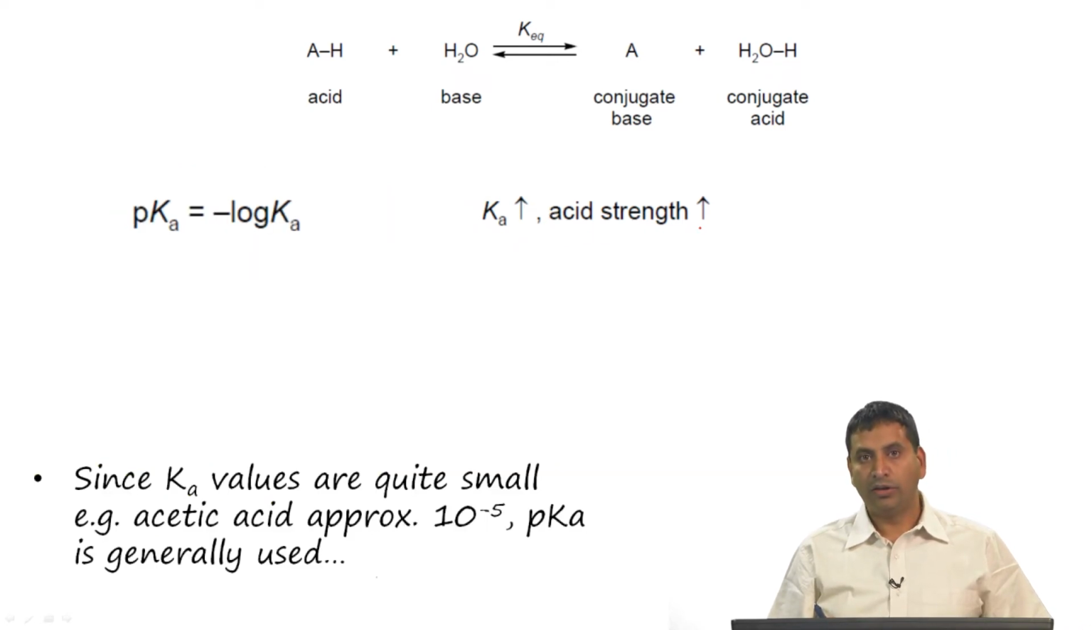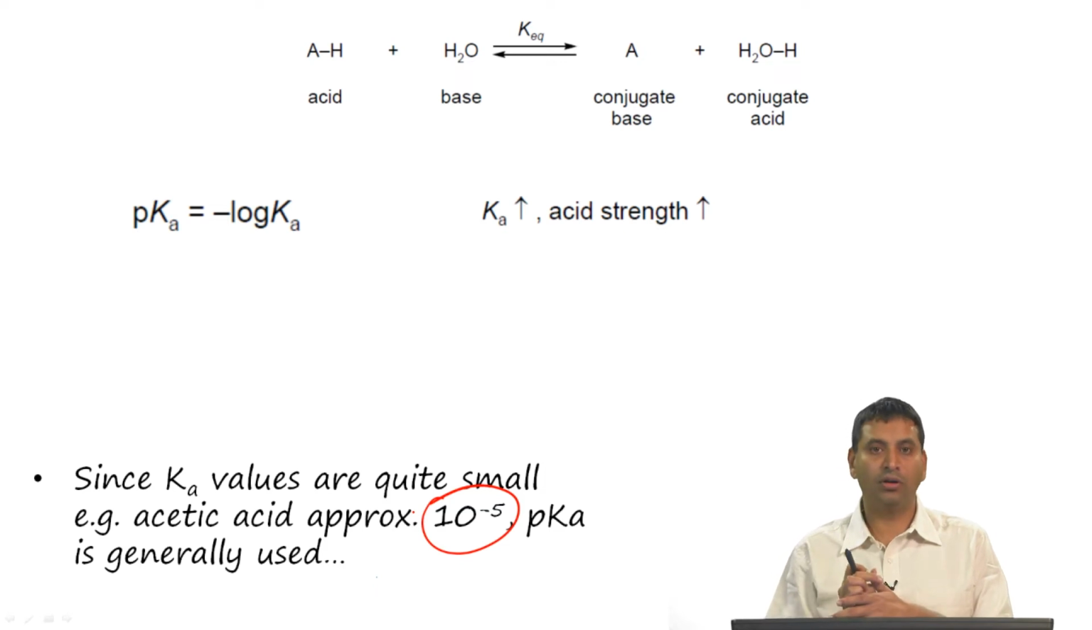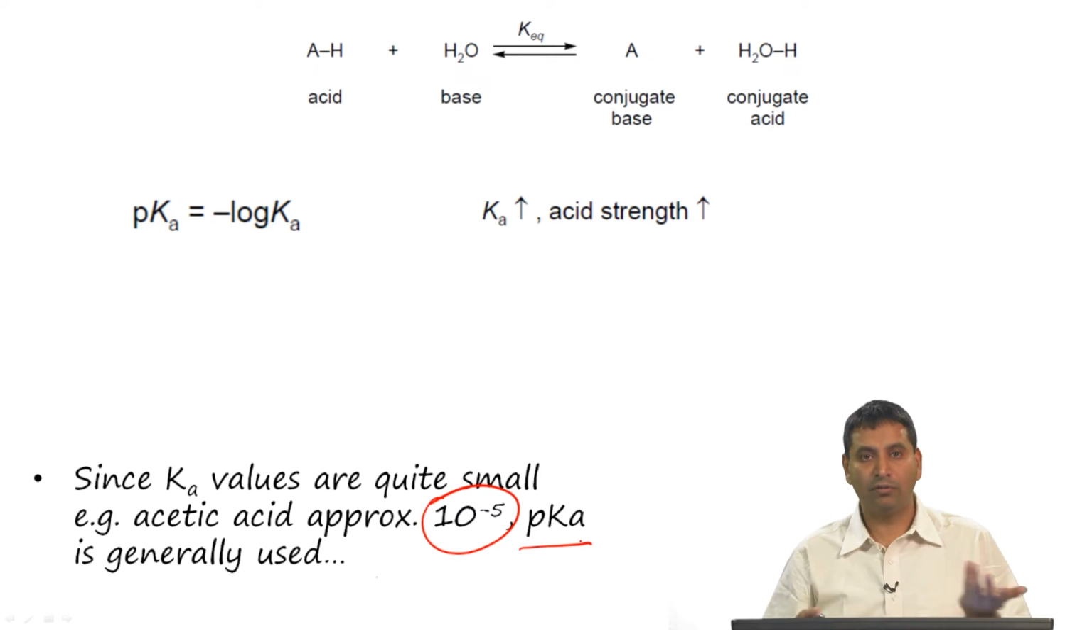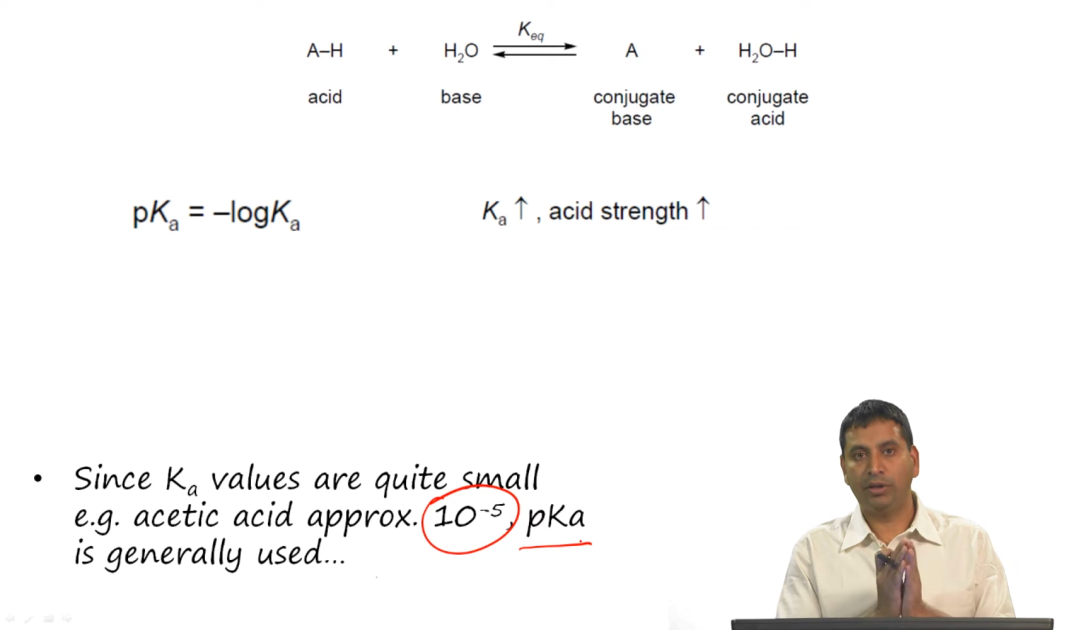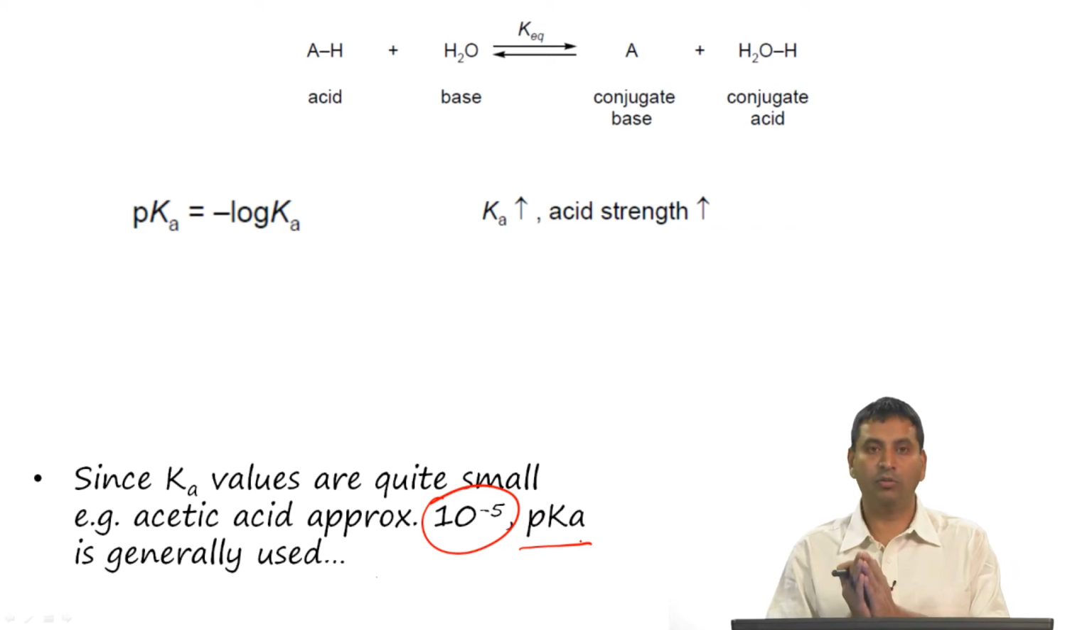Similarly, we look at pKa, because Ka values are sometimes quite small. For example, for acetic acid the value is around 10 power minus 5, and it is difficult for us to think of differences between 10 power minus 5, 10 power minus 4.8 and 10 power minus 4.7 and so on. What we usually refer to is pKa. Because it is a negative log value, it makes it a smaller number that we can easily understand. On the pKa scale, a unit difference in pKa means a tenfold difference in the equilibrium constant.